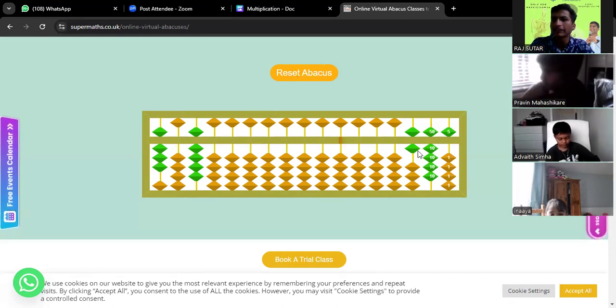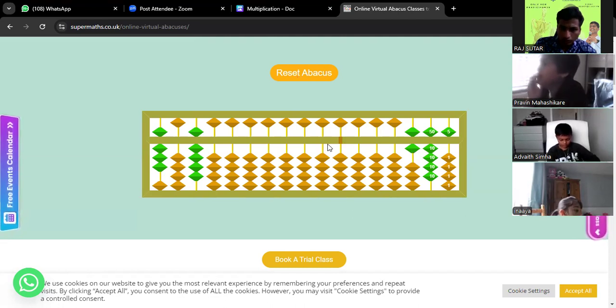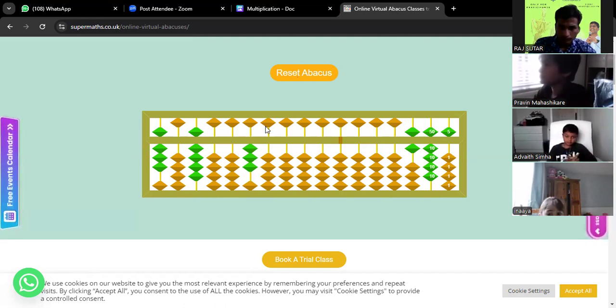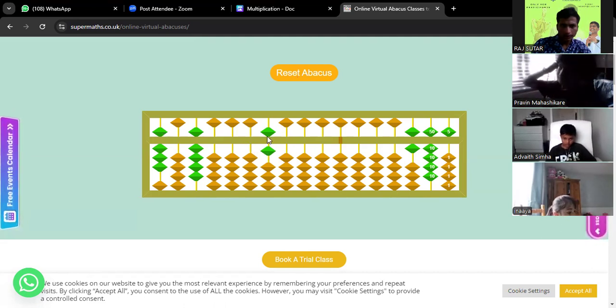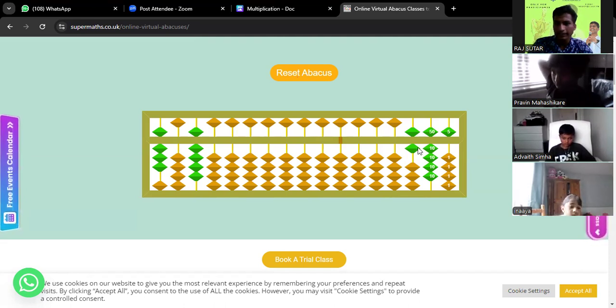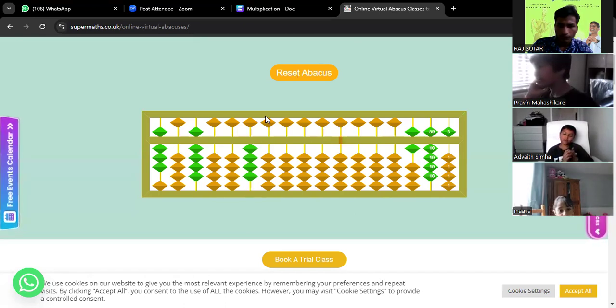So, the first number is this. 6 multiplied by 6 I will do. What is it? 36. So, 36, which rods will I write it on, Advait? On the 6th and the 5th. Okay. After that, 8 multiplied by 6, sorry. 8 multiplied by 6, where I'll write? 48. 4 on the 6th and 8 on the 5th.